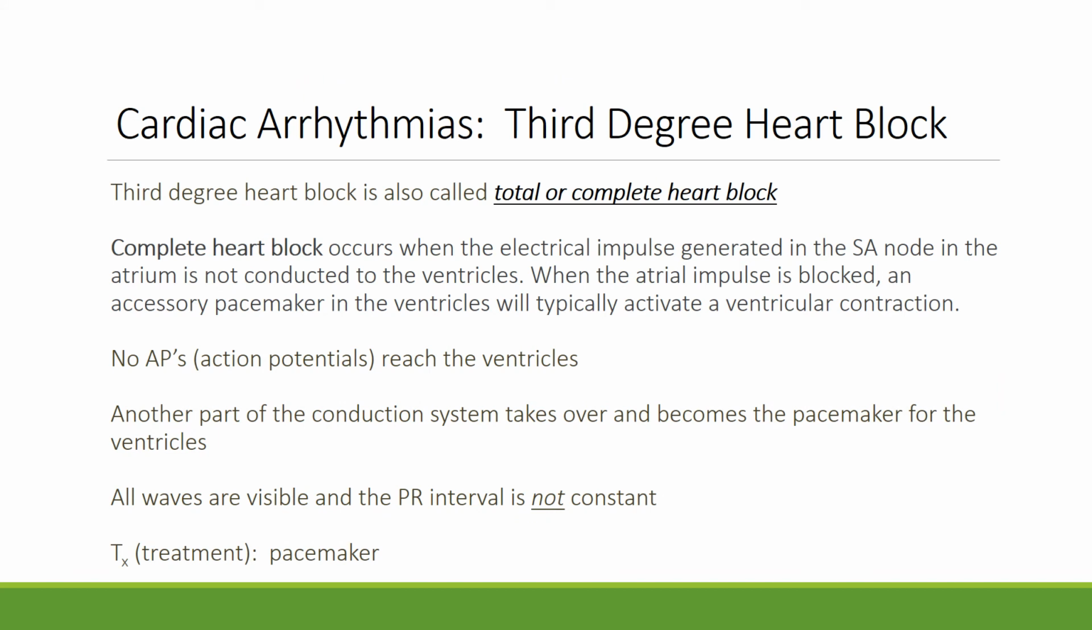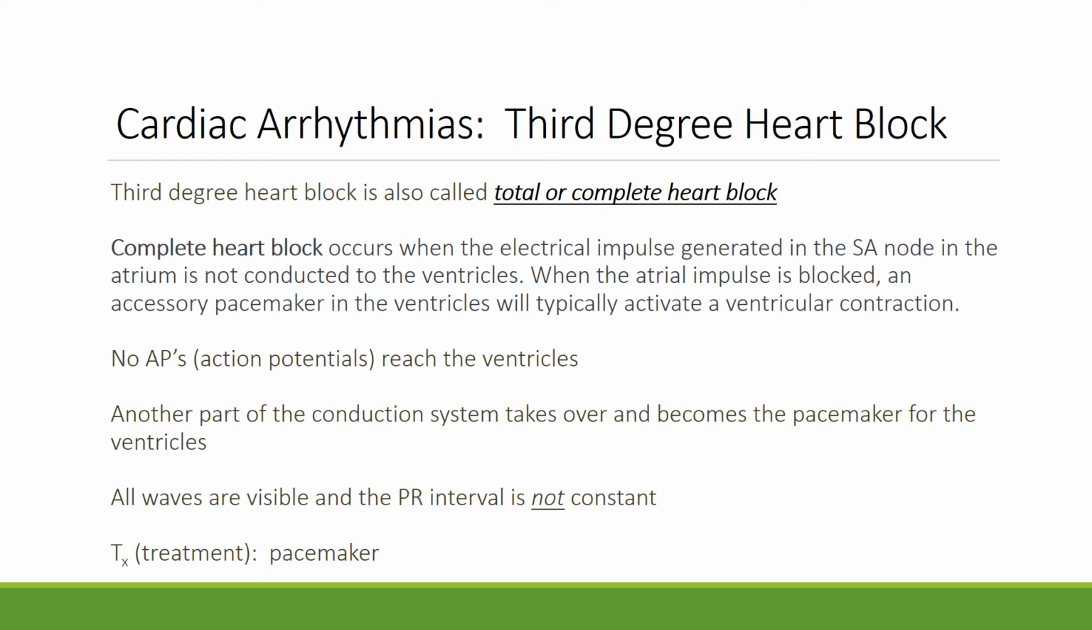Third-degree heart block is also known as total or complete heart block, and it occurs when the electrical impulses that are generated in the SA node, which is located in the atrium, are not conducted to the ventricles. When this atrial impulse is blocked, an accessory pacemaker in the ventricles will be activated and cause a ventricular contraction. So, no action potentials reach the ventricles.